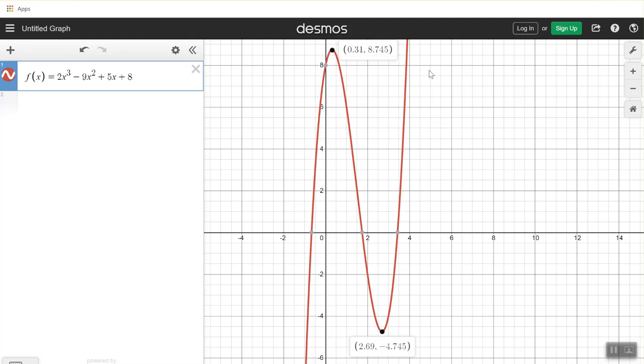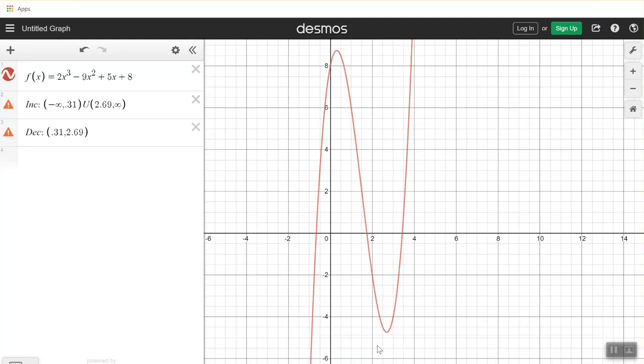So in this picture, you would say that you are increasing from negative infinity to 0.31. And that would be your first interval. And then you'd be increasing again from 2.69 to positive infinity. So that's what you would write for where you're increasing. You would say you are decreasing from 0.31 to 2.69.